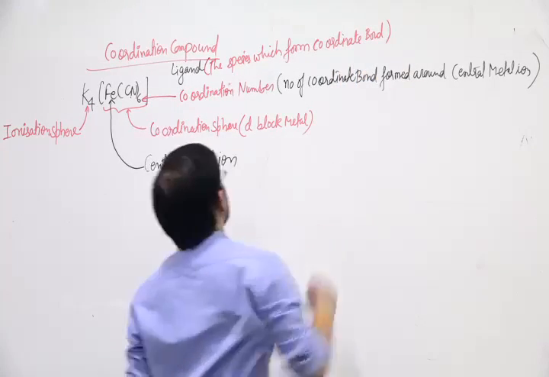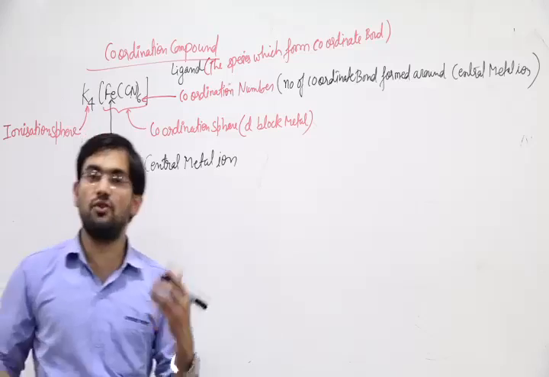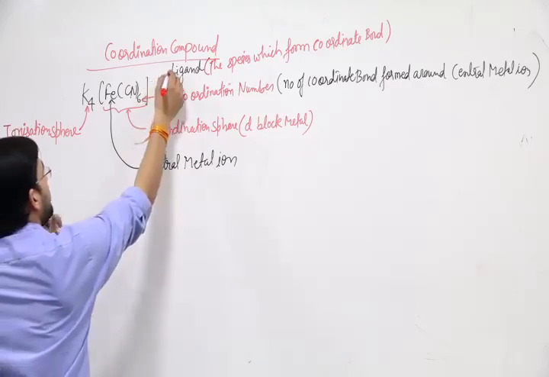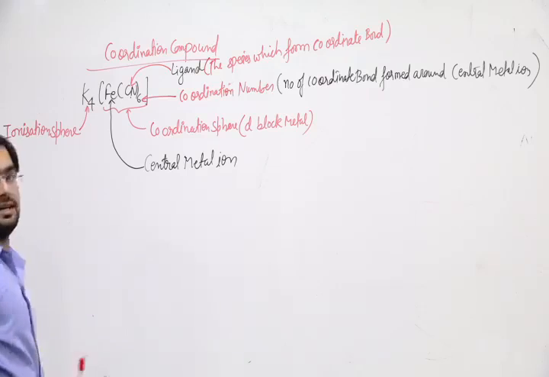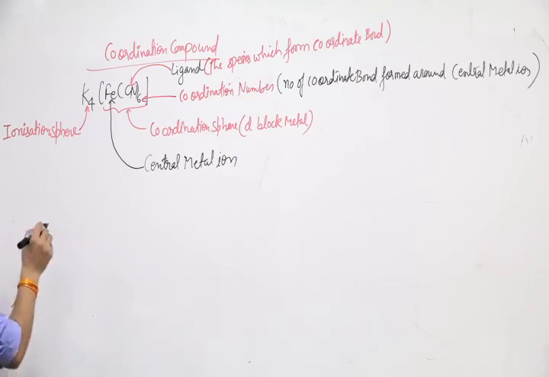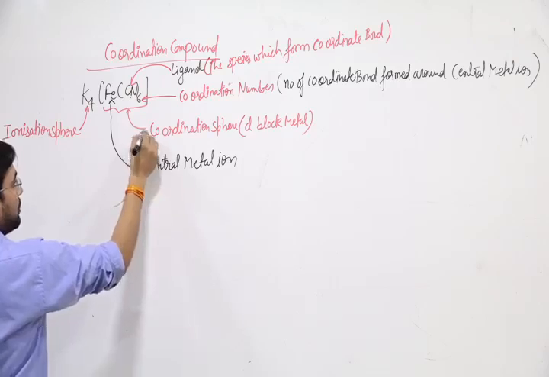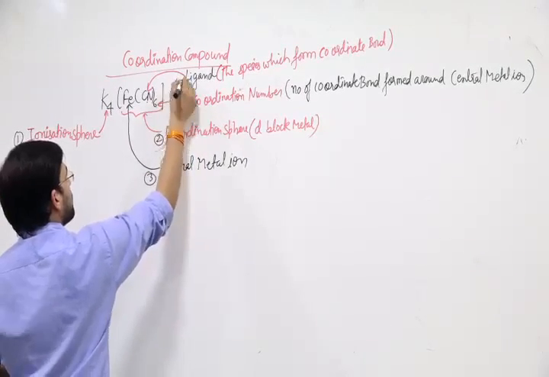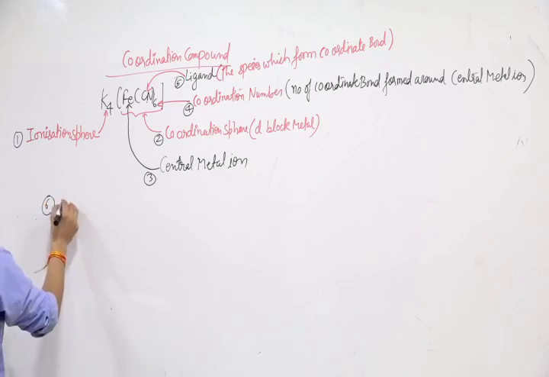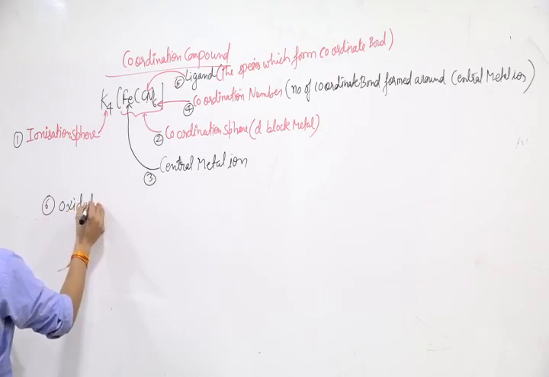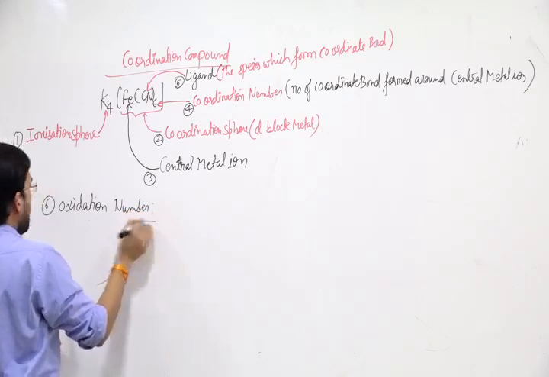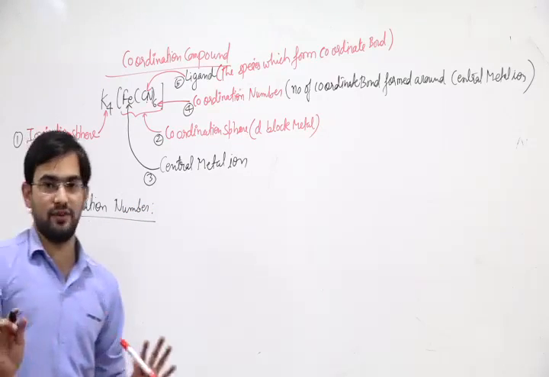Means the species which forms coordinate bond is known as ligand. So what is ligand here? CN is ligand here. The next and the last thing. This is 5 things I got: 1, 2, 3, 4, 5, and the 6th one is known as oxidation number. Now, oxidation number I already taught you definitions.